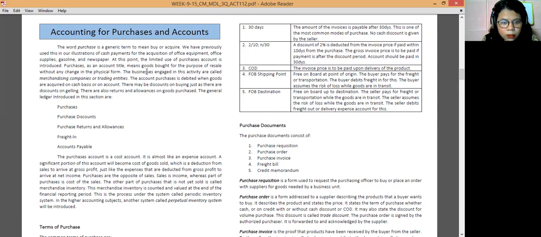Sabi dito, the business engaged in this activity are called merchandising companies or trading entities. Okay? So, yung may mga purchases. Okay? So, halos lahat naman ng kumpanya may purchase. Diba? Kasi, kailangan mong i-provide yung mga needs ng ating mga employees. Diba? And, syempre, yung flow ng business, kung ano man yung business na yun. Kaya nga, importante na inaalam natin kung ano yung types ng business. Diba? And yung forms of businesses na yun. Okay? So, pag nag-work na kayo, kailangan alam nyo yun.